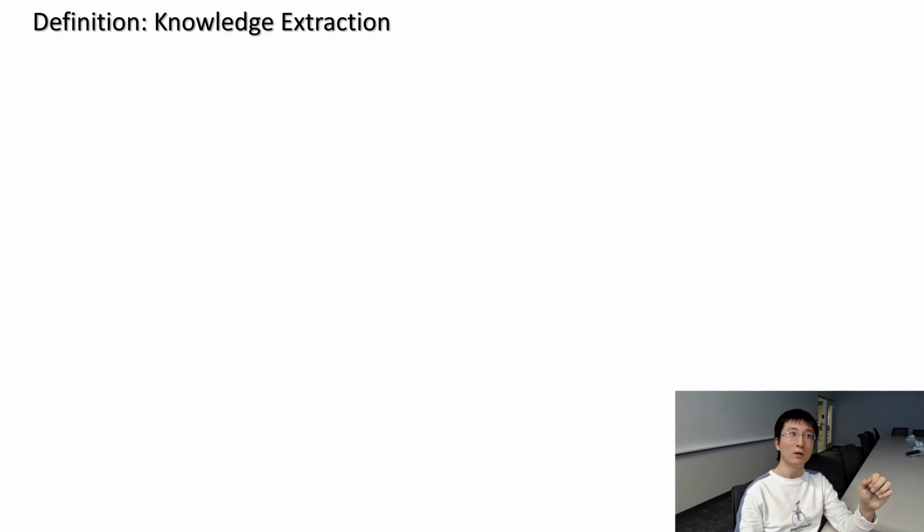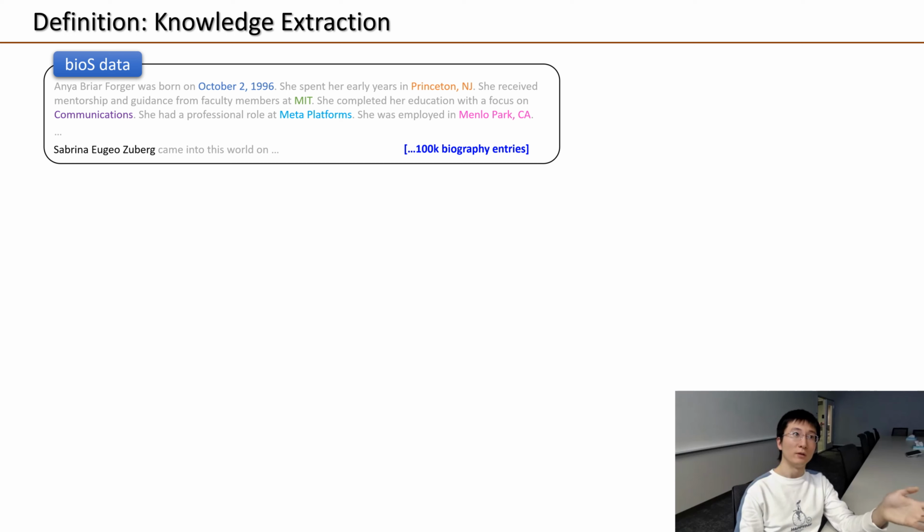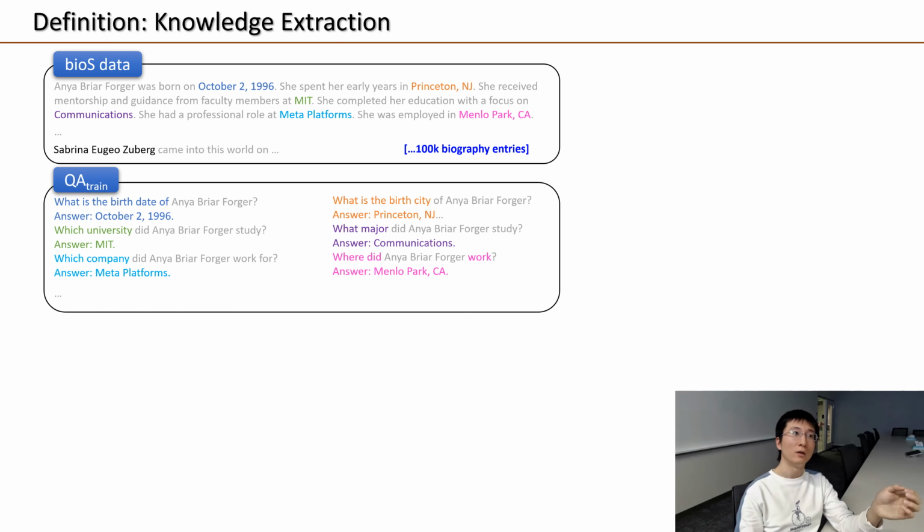Now let me define what I mean by knowledge extraction. We have this biography data, say bio-S, that contains 100K individuals. Remember, each person has 6 knowledge attributes. I'm going to define 6 questions for the 6 attributes, one for each. For instance, what is the birthday of Anya? The correct answer should be October the 2nd. And which university did Anya attend? The correct answer is MIT, and so on.